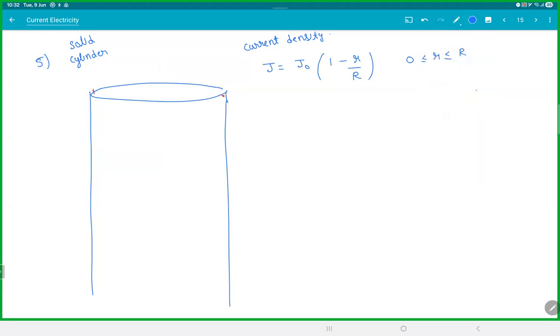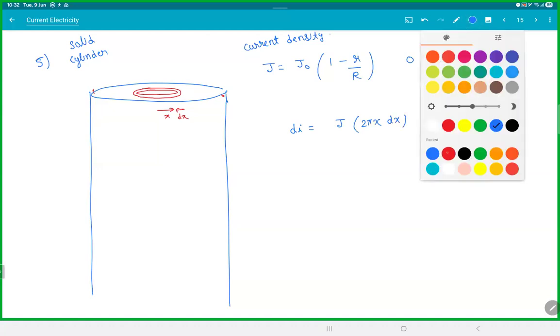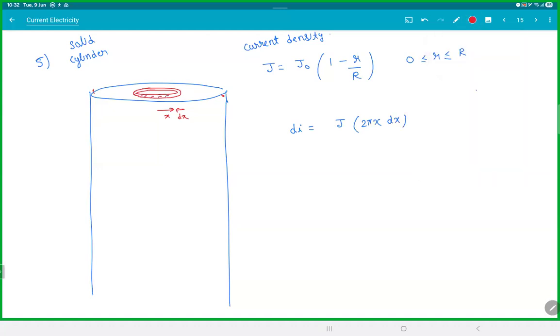So how do we do it? At a distance x, take a thin cross section at a thickness dx. So the current in this small thickness, di, will be current density into area, which is 2 pi x into dx. This dx is so small, you can assume J is almost constant and multiply with this area. So the current I will be the integral, J will be J naught into 1 minus x by R, 2 pi x dx, the limits will go from 0 to R.